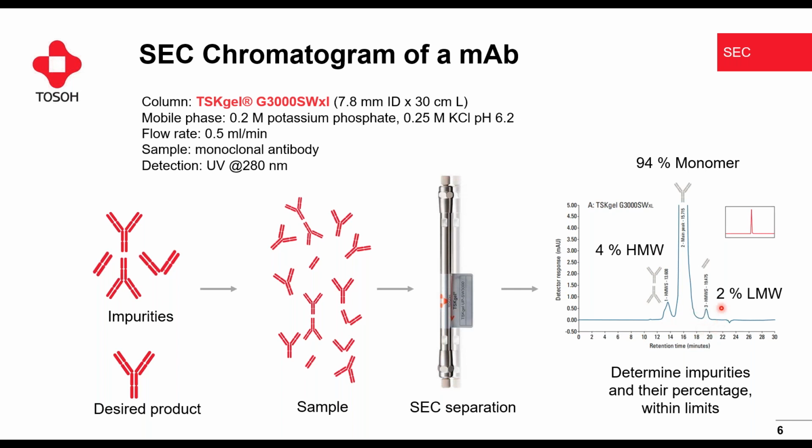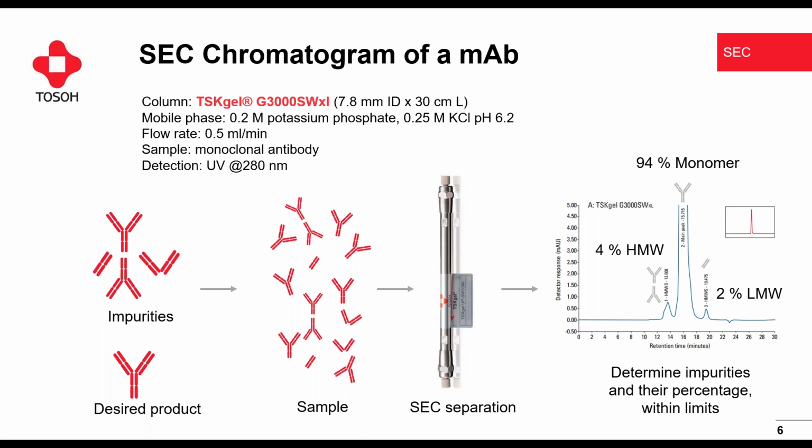And then we have another small peak that elutes later than your main sample. So it must be some smaller impurities, maybe some Fab fragments or something else that is smaller from your antibody. And these are the lower molecular weight molecules. You see that we can even determine the percentage, but of course, this also has limits.